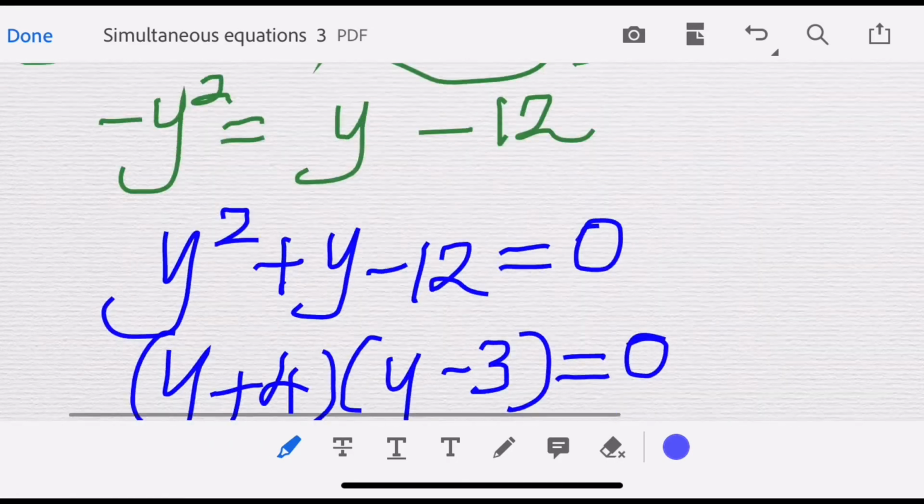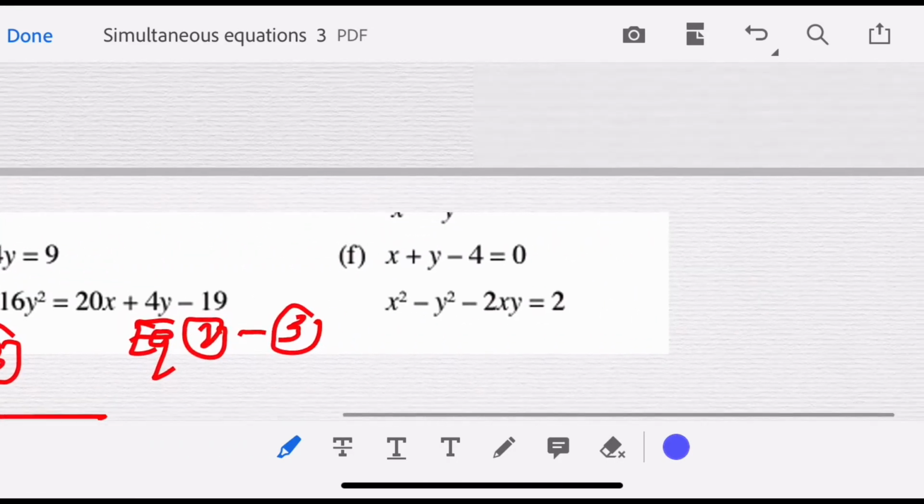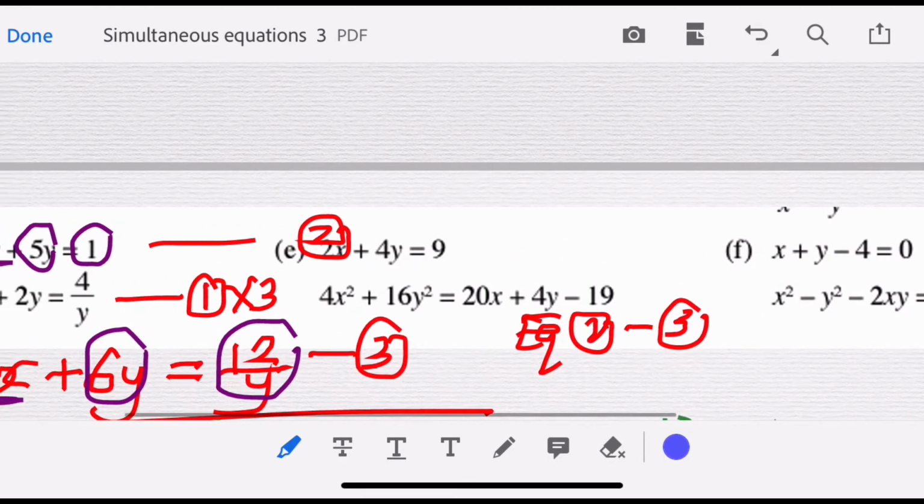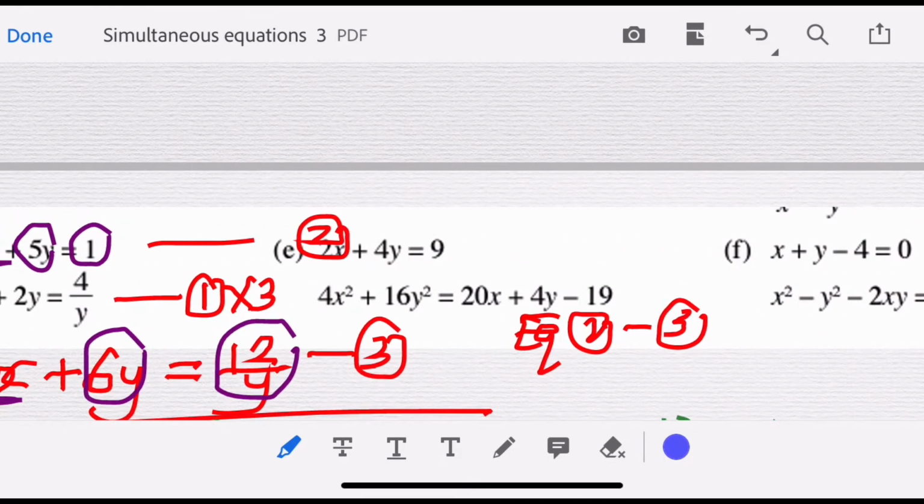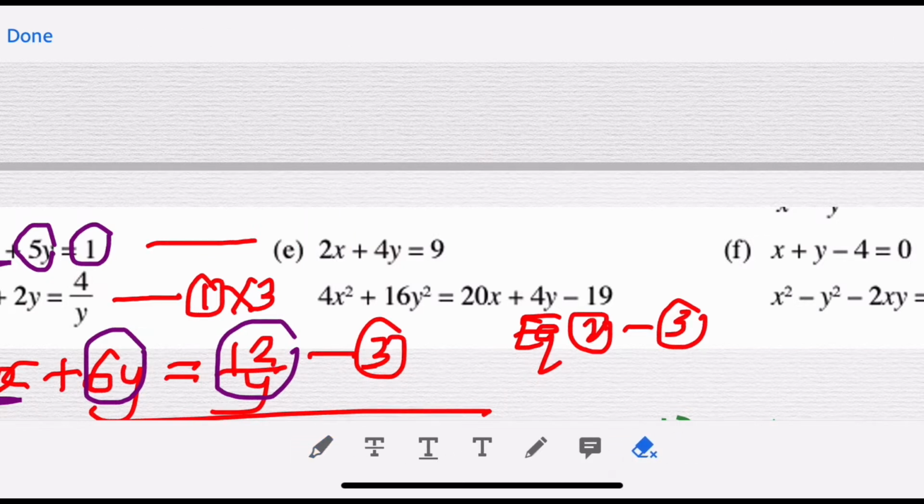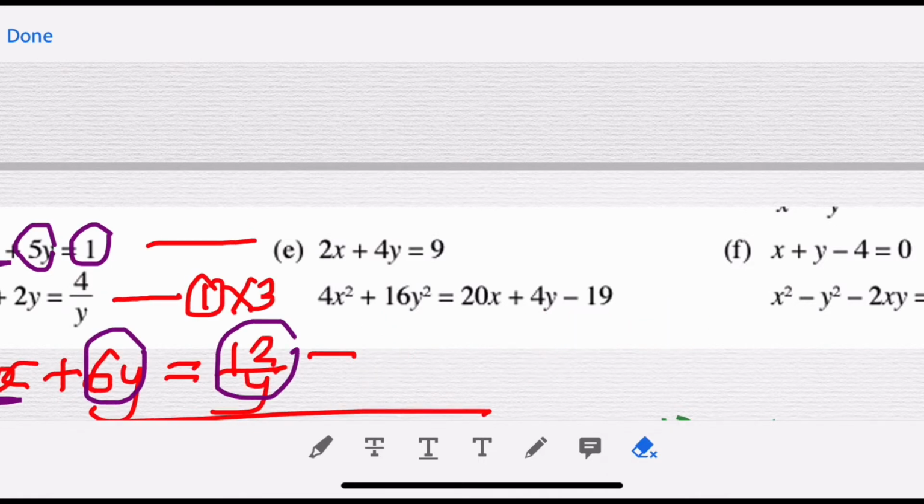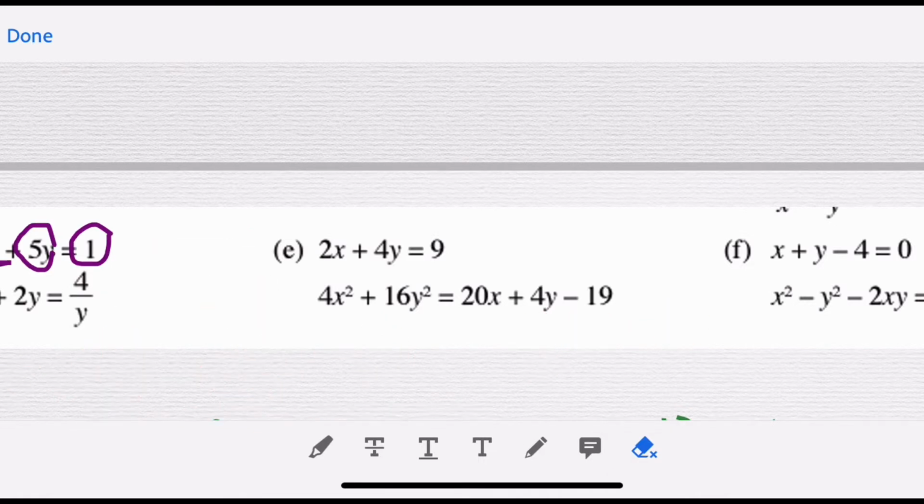I will show you how to do number F, okay, or E. Okay, so let's do E and F. So for E, we are going to use substitution. Alright, we use substitution for E. And for F, I think we'll discuss later. Now I'm going to do, for this question, I'm going to use what method?